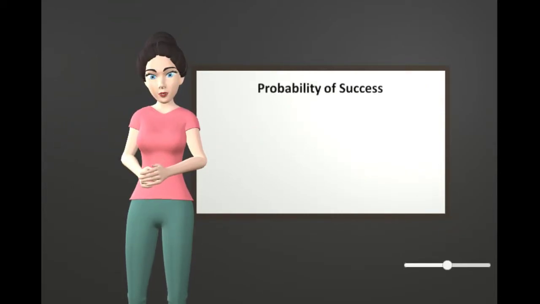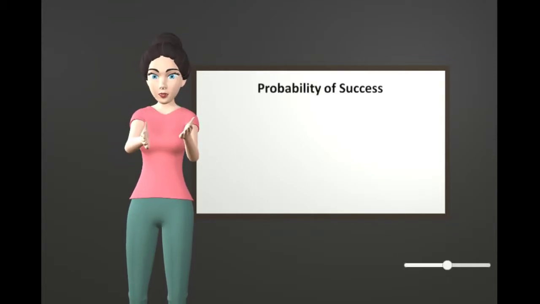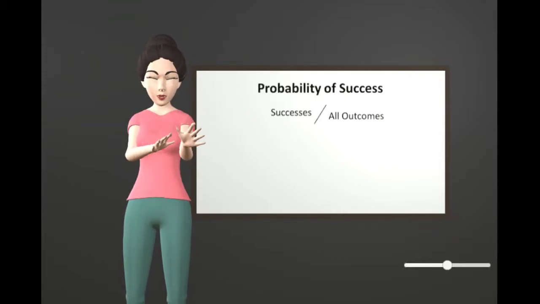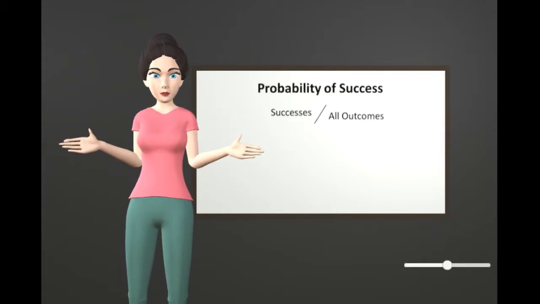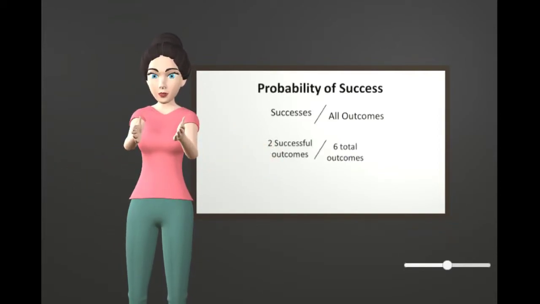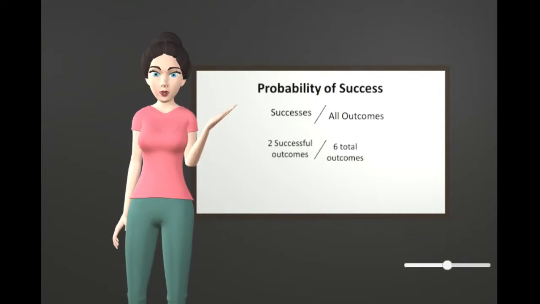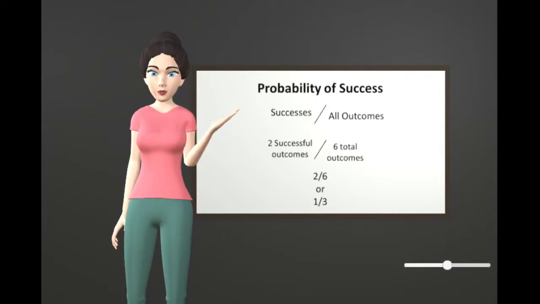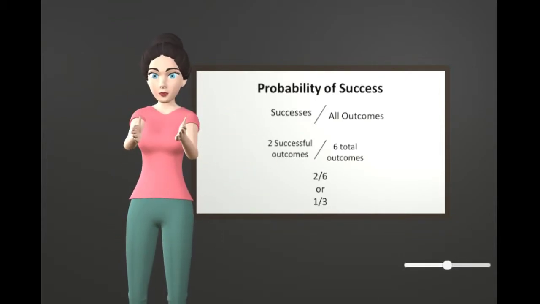Next, we should figure out the probability of success. The probability of success is the number of success outcomes divided by the total number of outcomes, including the success outcomes, if all the outcomes have an equal chance. In this case, there are 6 equally likely outcomes, and 2 of them are successes. So, the probability of success is 2 out of 6, or 1/3. We can expect a 5 or 6 to come up about 1/3 of the times the die is rolled.